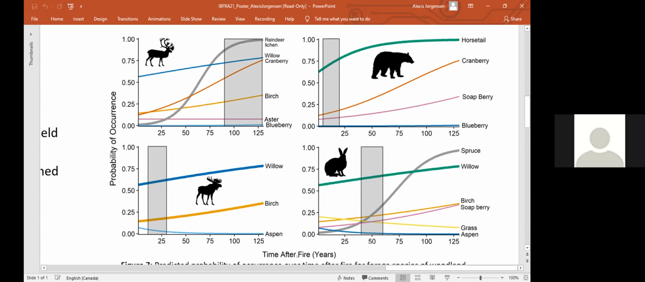Okay, moose, of course, are limited by what they can reach. And so willow and birch can outgrow their access. So did you take into account the stature of the vegetation at all?